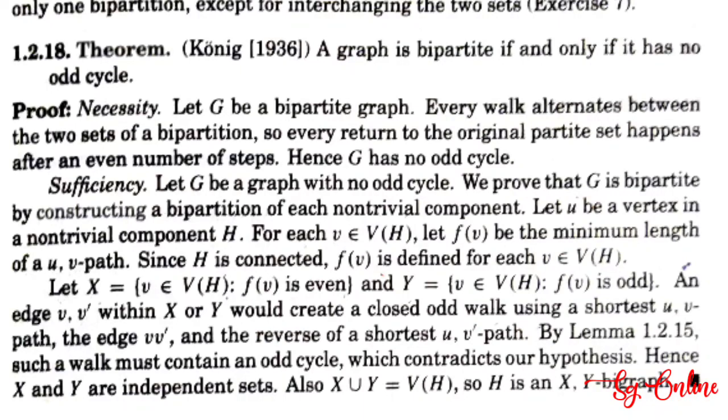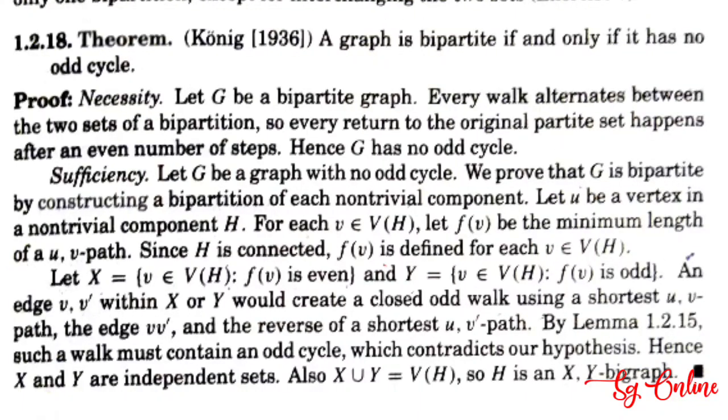The statement is that the graph is bipartite if and only if it has no odd cycle. The necessary part goes this way: since the graph is bipartite, there are no two vertices in the same partite set which are adjacent to each other. So if we make a cycle, it has to return to the same partite set, and every time it returns it involves an even number of edges, and therefore there is no chance of having an odd cycle.